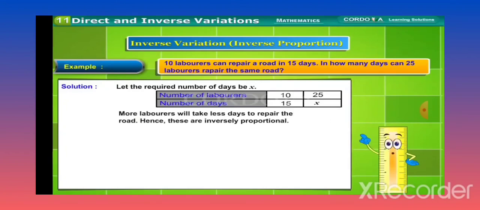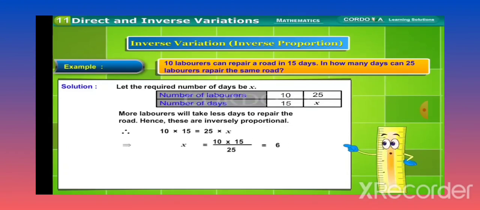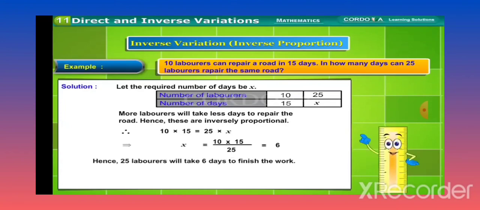More laborers will take less days to repair the road. Hence, these are inversely proportional. Therefore, 10 into 15 is equal to 25 into x. This implies x is equal to 10 into 15 upon 25, which is equal to 6. Hence, 25 laborers will take 6 days to finish the work.